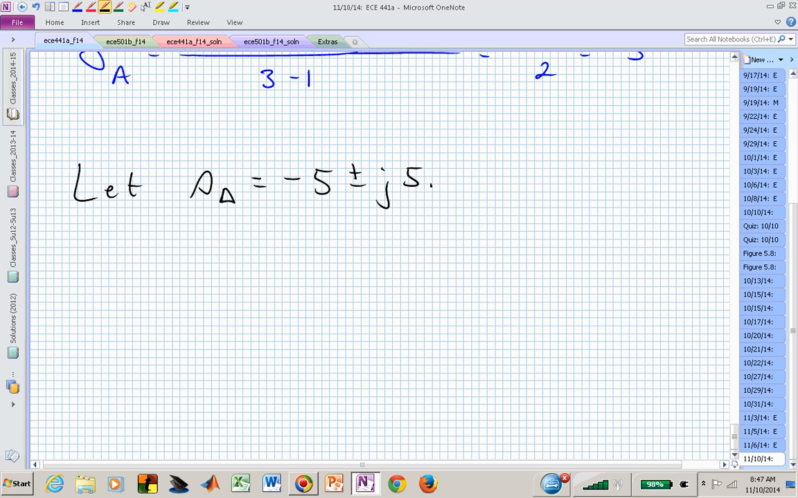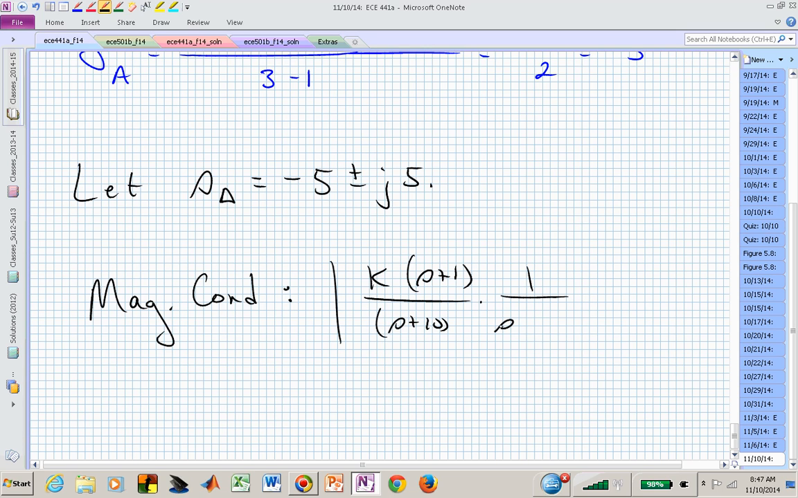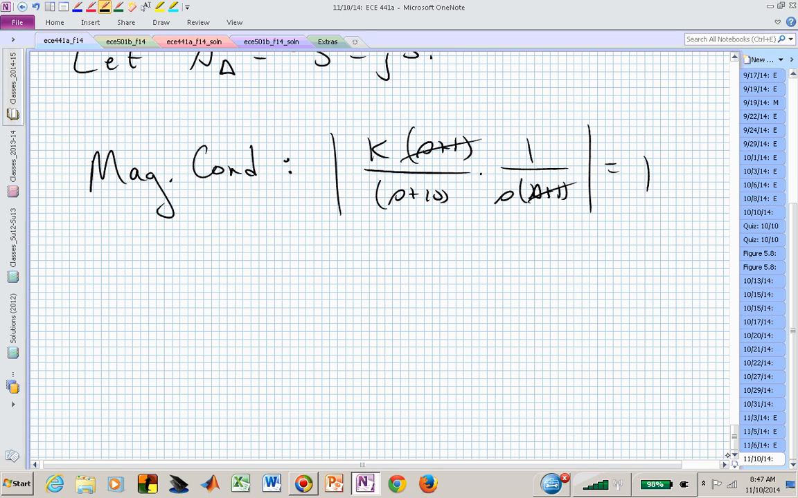What's the overshoot for that? We have a pure two-pole system now because the pole and the zero canceled. What's our angle, theta? 45. We now have an overshoot of 5%, which is better than 20%. We can use the magnitude condition to find our unknown k in our controller. We now have k times (s plus 1) over (s plus 10), times 1 over s(s plus 1). We don't have to mess with those. They're canceled. So now we have k is equal to s(s plus 10), and we need that at minus 5 plus j5.